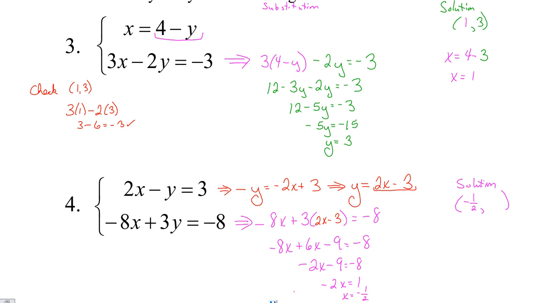So now I need to use that value for x to find y. So y now is equal to 2 times, we'll plug in that negative 1/2 and then subtract 3. So 2 times negative 1/2 becomes negative 1 minus 3, and I get a y value of negative 4. Again, I can substitute the negative 1/2 and the negative 4 into the second equation to check, but I do indeed get negative 8.